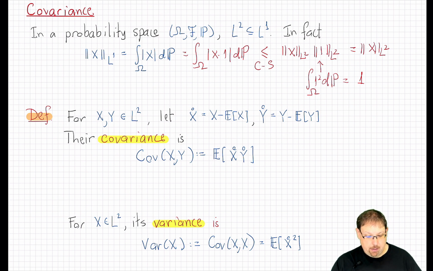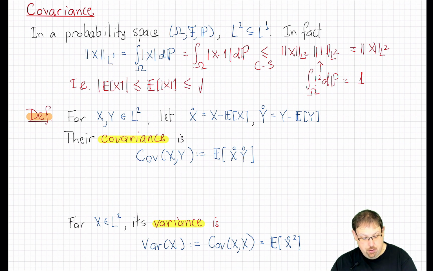In probabilistic language, we could write that as the absolute value of the expectation of a random variable, which we know is less than or equal to the expectation of the absolute value, is less than or equal to the square root of the second moment. Now, since the expected value is finite, we can modify our L2 random variable by subtracting it off, which is something we will often do. Given any two L2 random variables, or in fact any L1 random variables, we can center them.